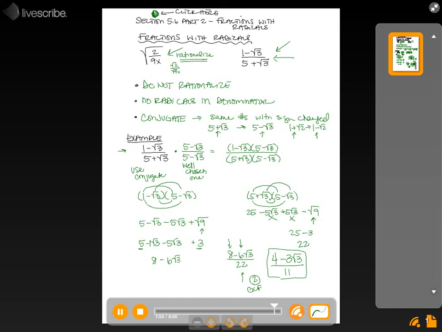That's what we do if there is an expression in the denominator with a radical. We don't rationalize it. We use that idea of a conjugate, and we multiply by a well-chosen one, FOIL, simplify, and we end up getting a fraction where there's no more radical in the denominator. If you have questions, go back and rewatch that example. Otherwise, bring them to class next time.